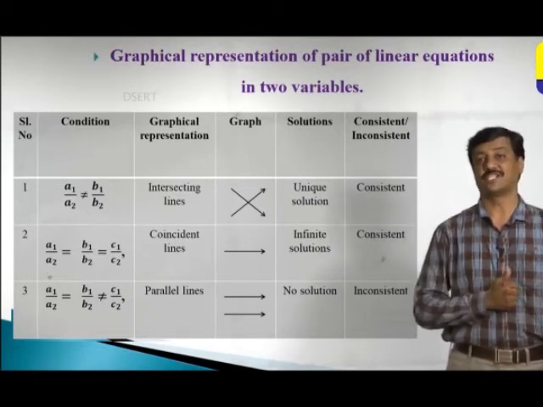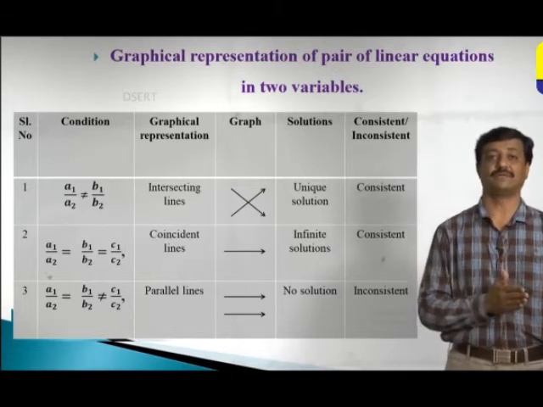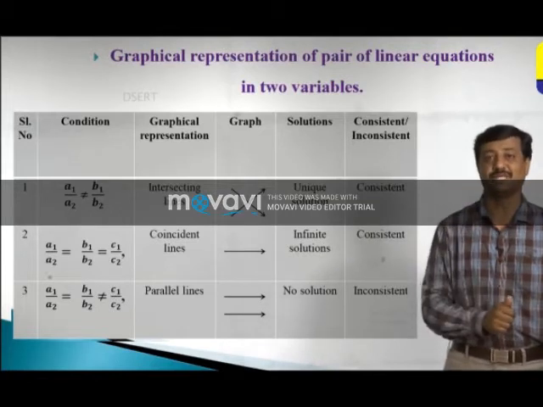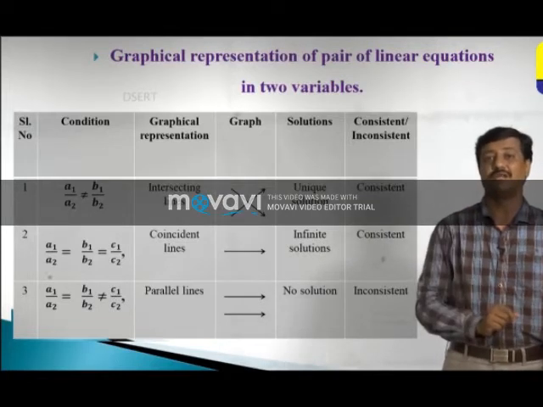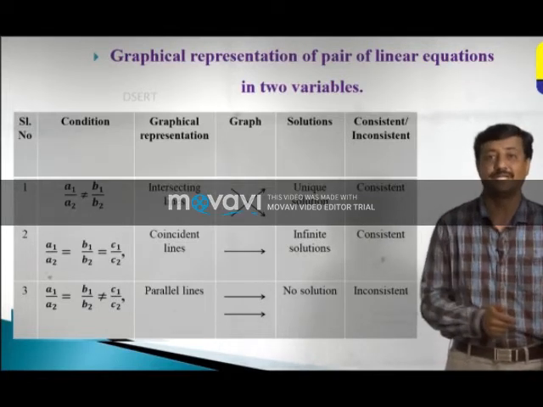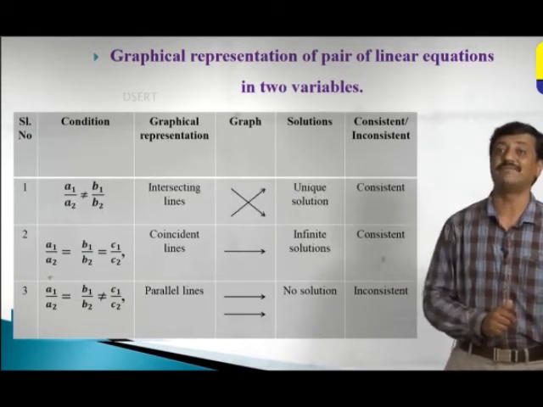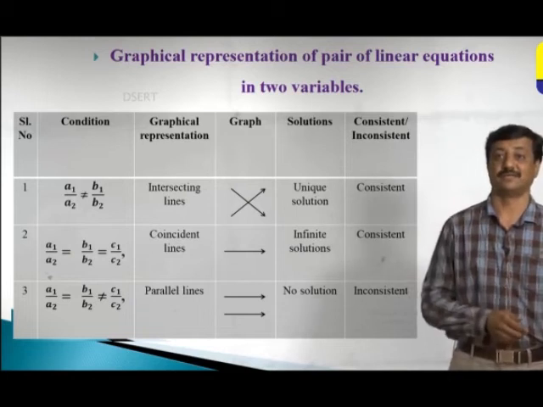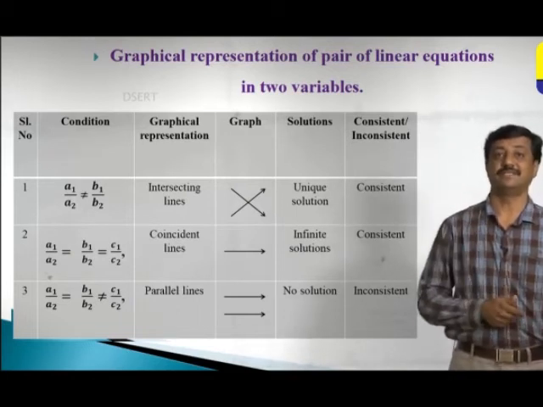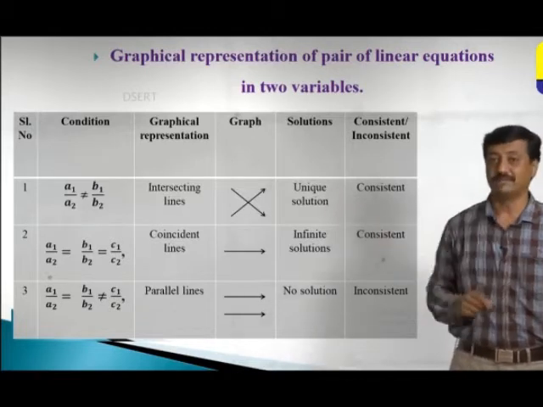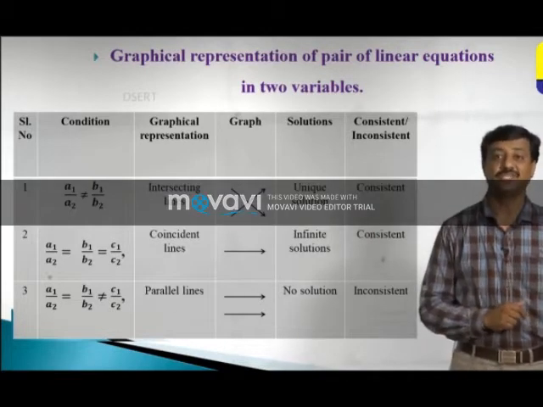When it comes to the last point, the values of a1 by a2 equal to b1 by b2 but not equal to c1 by c2. The first two values are equal, but the third value c1 by c2 is not equal to the first two. If that is the case, the pair of equations gives parallel lines. The graph is parallel lines. You can see the fourth column, the lines are parallel to each other.